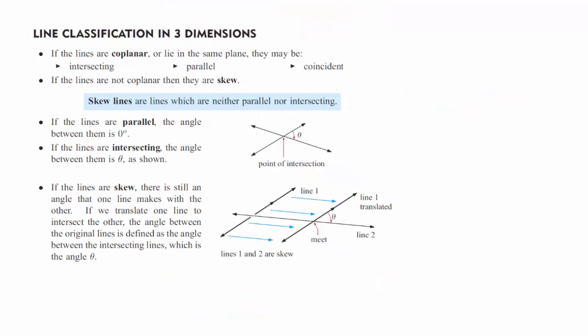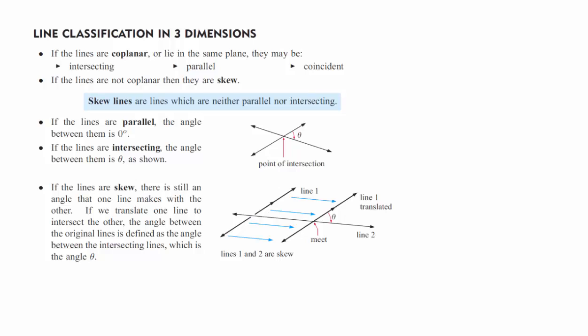Now we're going to look at vectors in 3 dimensions and identify if they intersect, if they're parallel, or if they coincide, meaning that they're the same line. If the lines are not coplanar, if the vectors are not all on the same plane, then we would identify that as skew. So skew lines are specifically lines that are not parallel, nor are they intersecting.